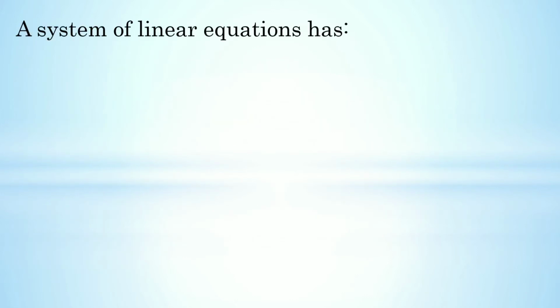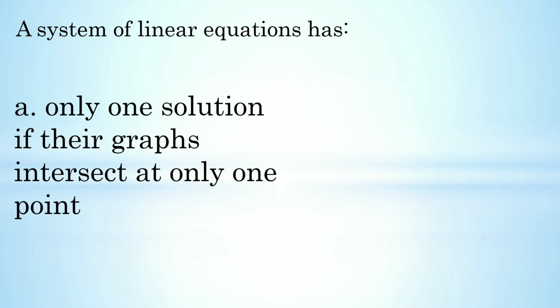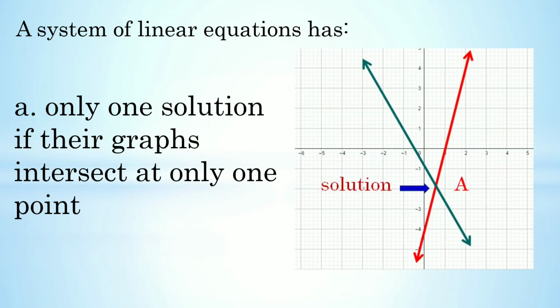So, a system of linear equations has, letter A, only one solution if their graphs intersect at only one point. So, ang pinag-uusapan dito ay using graphical method. Kapag ang ating graph ay nag-intersect, meron lamang siyang one solution. So, ayan po siya. Exactly one solution. Pag may nakita kayong graphs ng system na nag-intersect, meron lang siyang one solution. Exactly one solution.